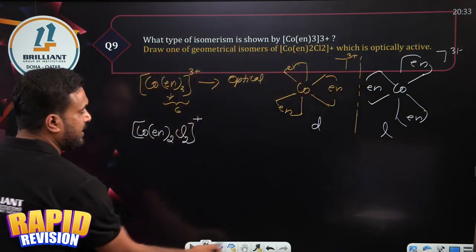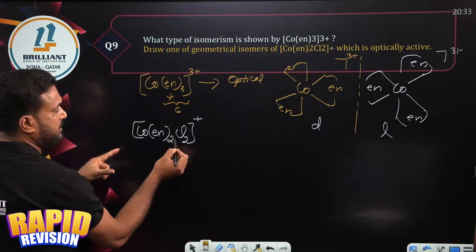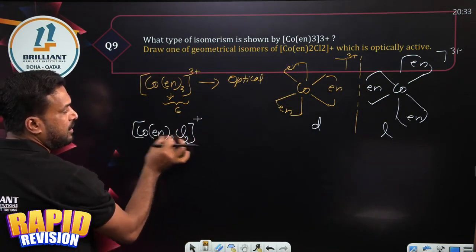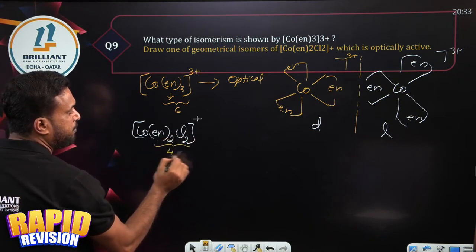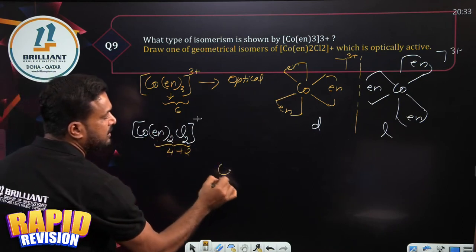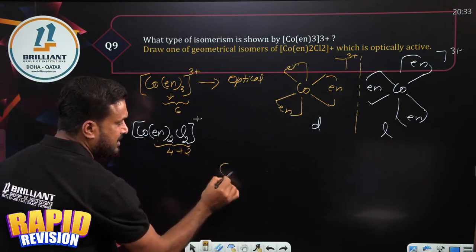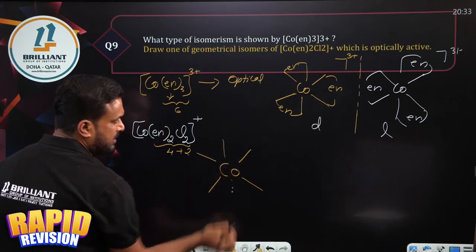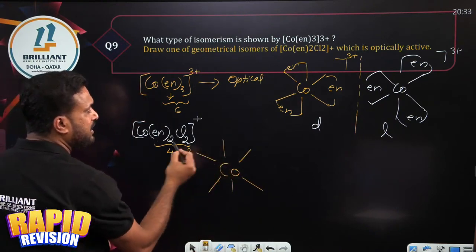So I'll give an idea how we will draw the geometrical isomers first. This will exhibit geometrical isomerism because here the coordination number is 6: en is didentate, so 2 into 2 is 4, plus 2 Cl, total 6. I'll give an easy method. This is the way: you put Co first, then 1, 2, 3, 4, 5, 6. Easy. After that you can keep the 2 en.